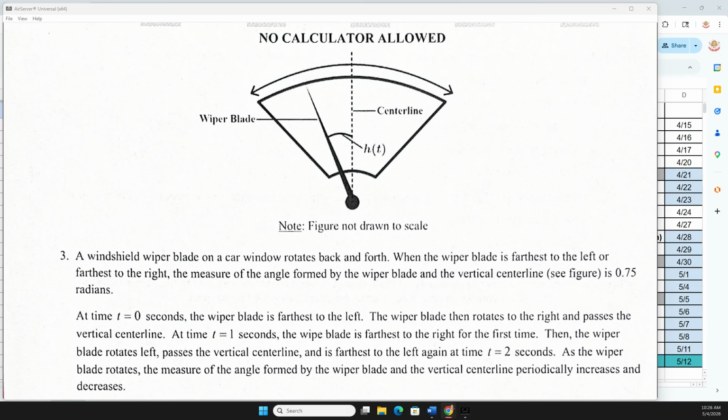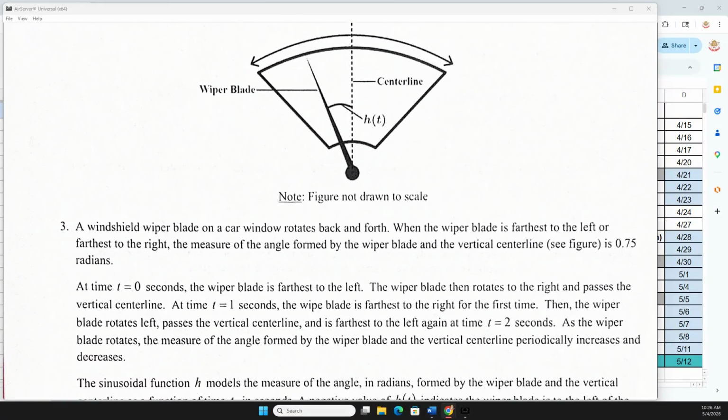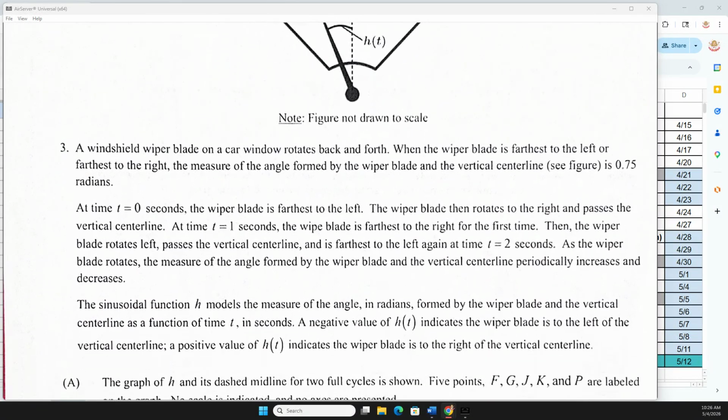But it says that a windshield wiper blade on a car window rotates back and forth. When the wiper blade is farthest to the left or farthest to the right, the measure of the angle formed by the wiper blade and the vertical center is 0.75 radians.